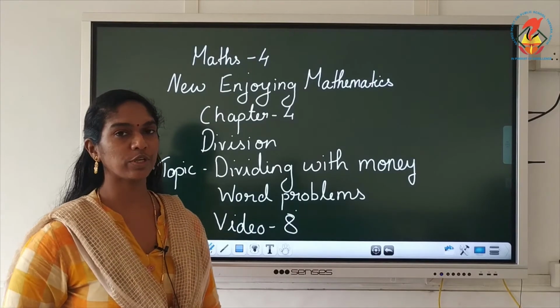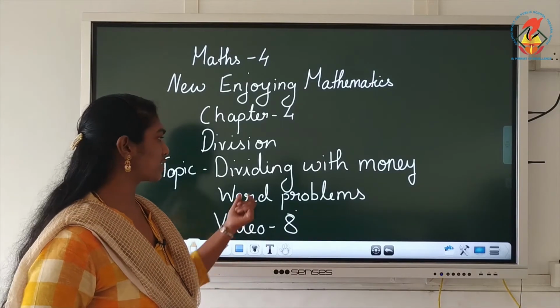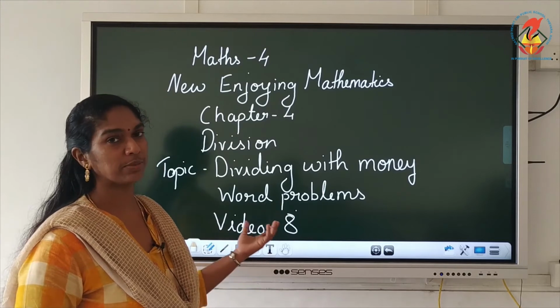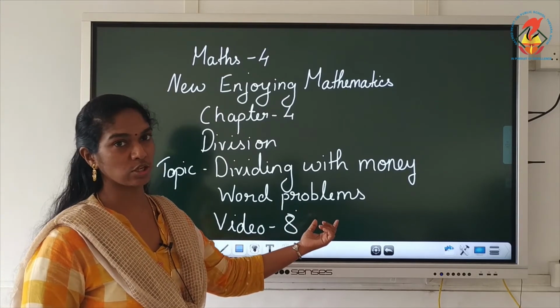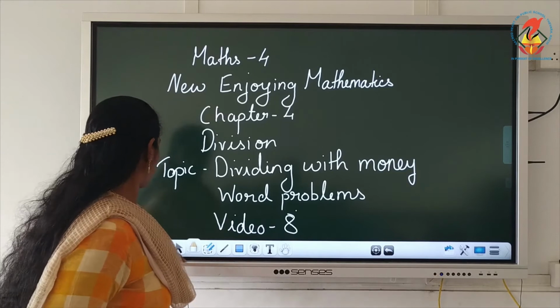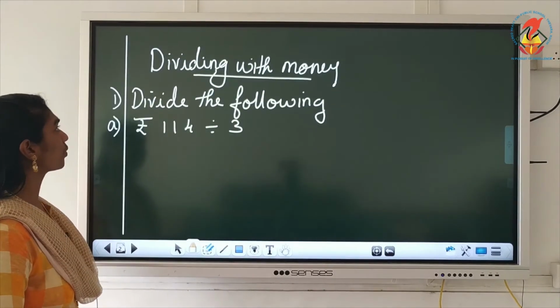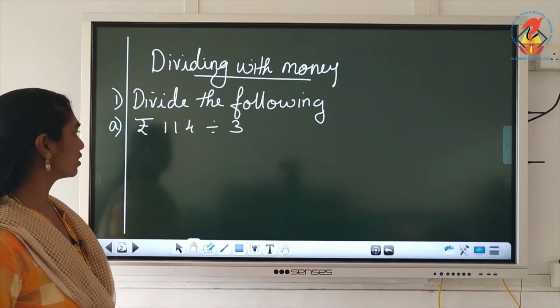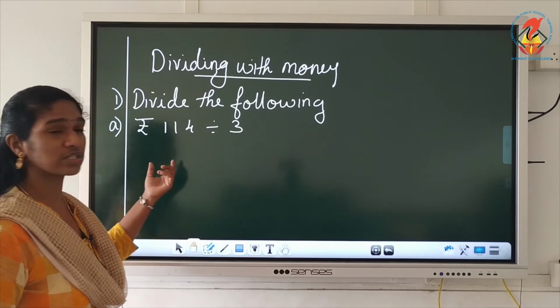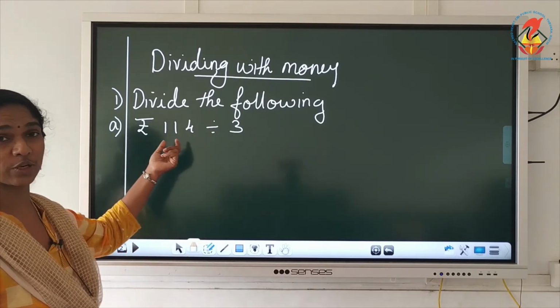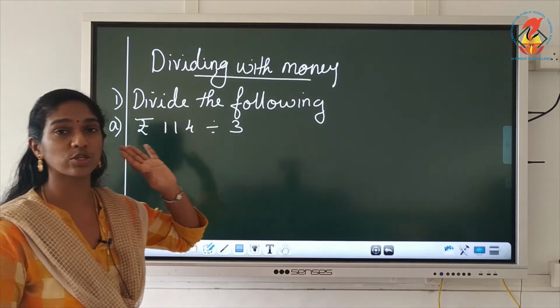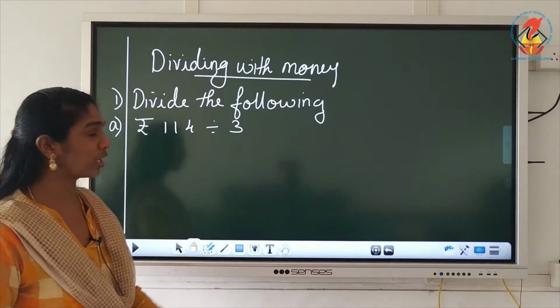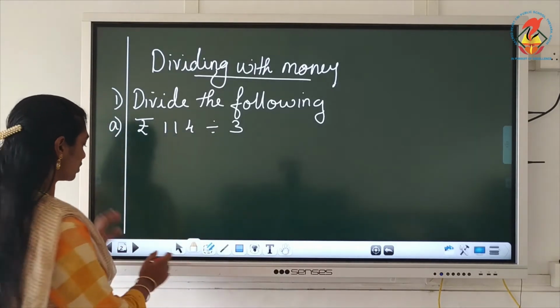Welcome back, children. Now we are moving on to a new topic, that is dividing with money, and we'll be dealing with some word problems based on this topic. Okay. Dividing with money. This is normal division. Only thing, what is the difference? You're getting a rupee sign over there. That's all. So in your answer also there should be the rupee sign. Okay. So we're going to start the division.